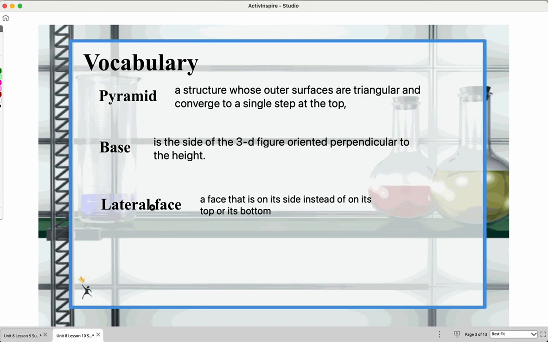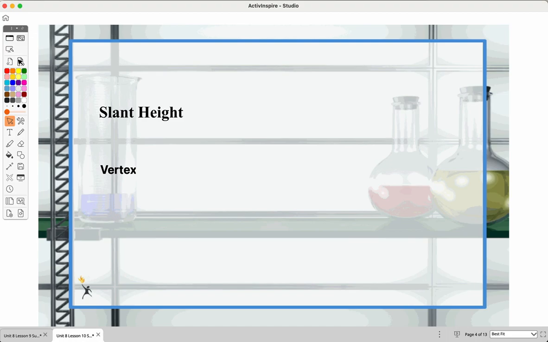The lateral face is the one that's on the side instead of top or bottom. So this is our side face. For our prisms, it's a rectangular lateral face. But for this one, these are going to be triangular faces for the lateral sides. Okay? We have a new vocabulary word today.